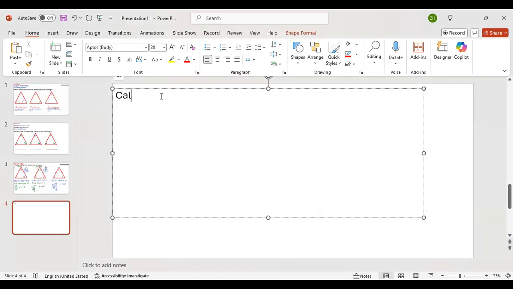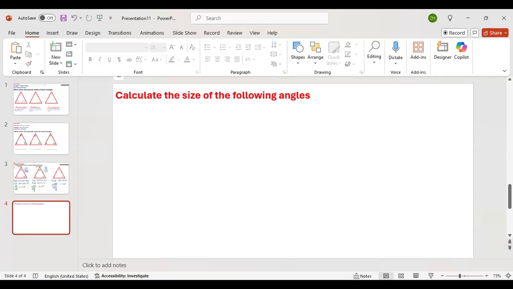All right. Calculate the size. So just let me make y'all's Easter break much more enjoyable. Since y'all are not enjoying it, calculate the size of the following angles. This should make your day. Should be great.